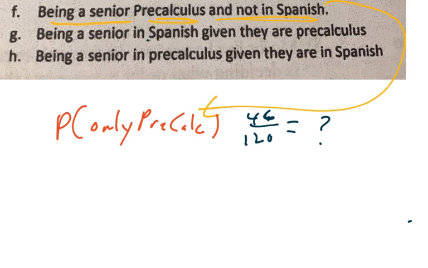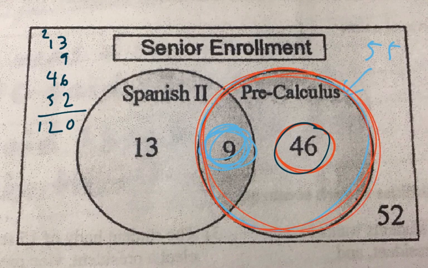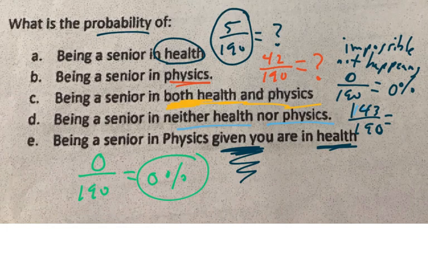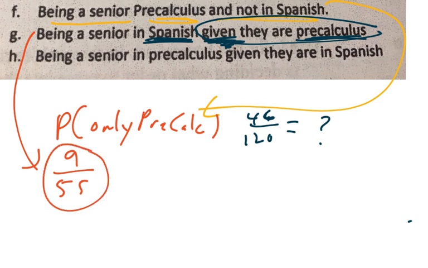Let's say we want a senior in Spanish given they are in pre-calculus. Now the given part, guys, tells you they took pre-calculus. So we are only looking right in here, right? Again, there's 55 that took pre-calculus. Of those, we know 9 here also took Spanish. So therefore, the answer for G is going to be 9 out of 55, right? Again, divide, make that a percentage.